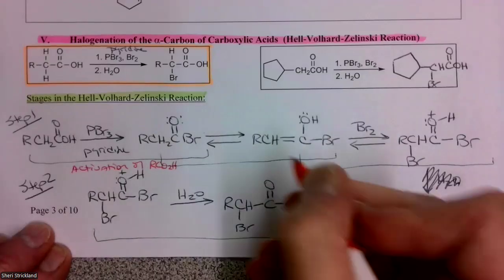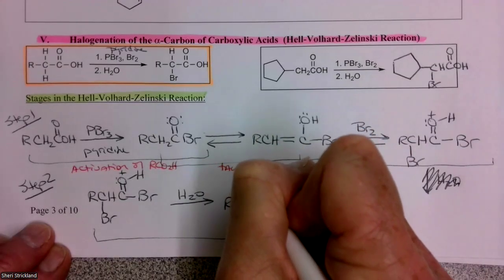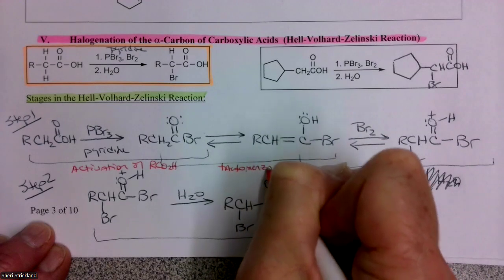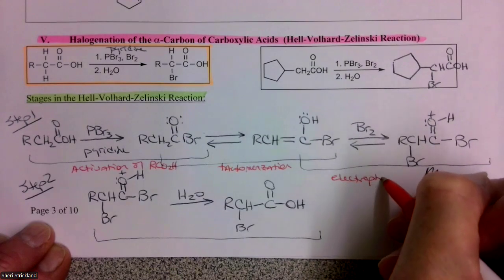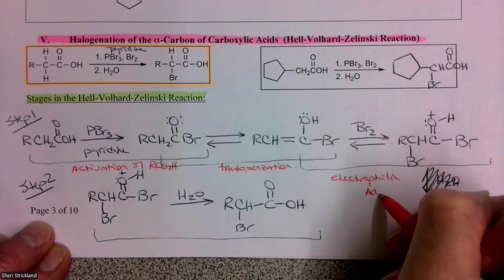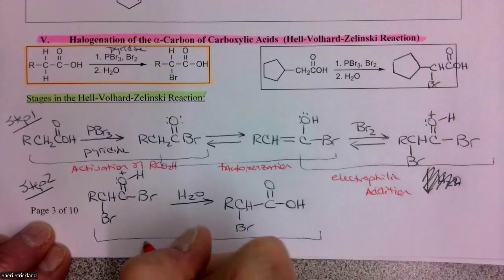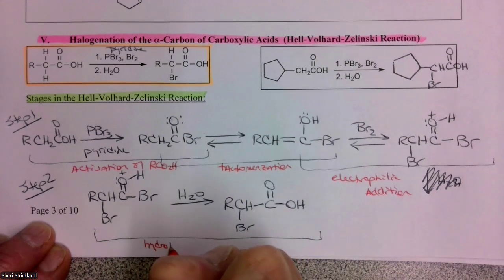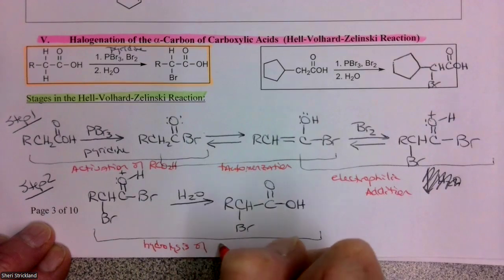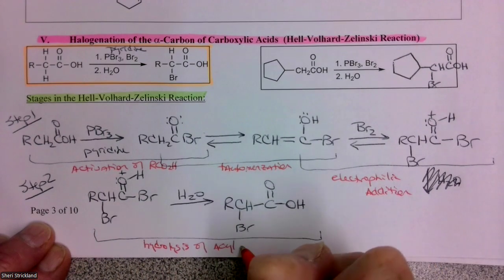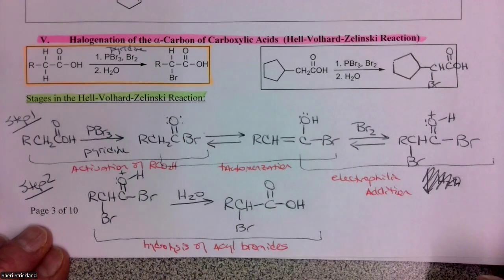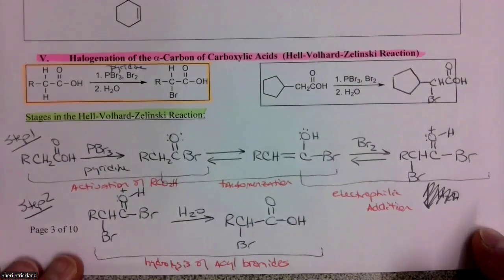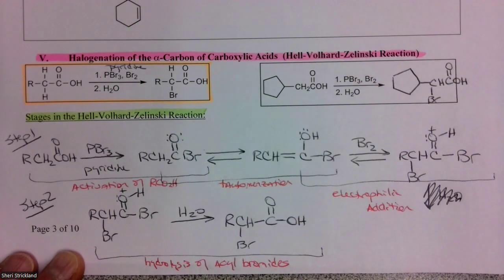All right, activation of a carboxylic acid, tautomerization, electrophilic addition, hydrolysis of acyl halide. Acyl chlorides are more common, but acyl bromides exist also. All right, so that is the basic story on base catalyzed halogenation and the halogenation at the alpha position of carboxylic acids.